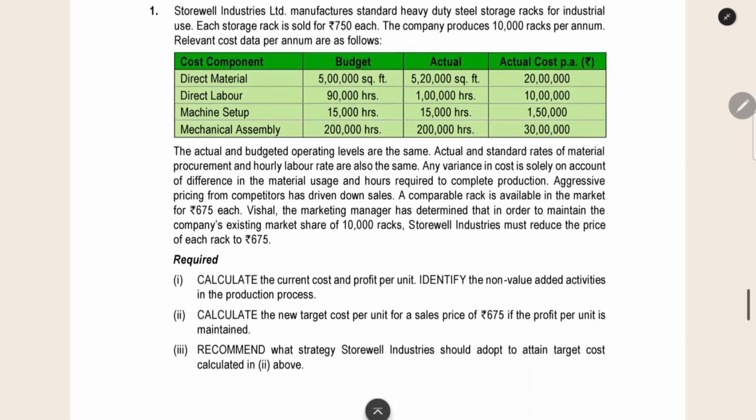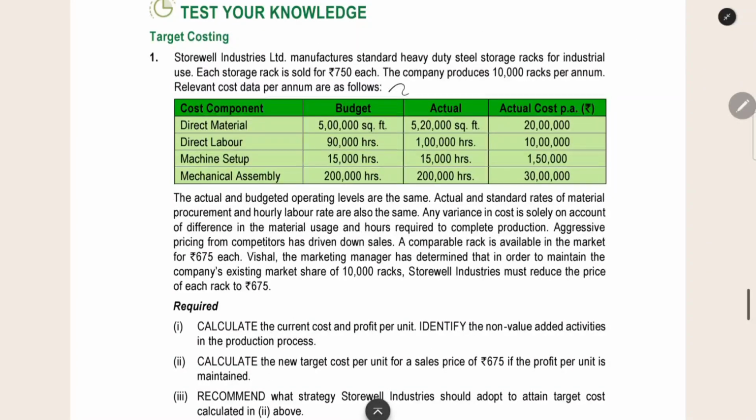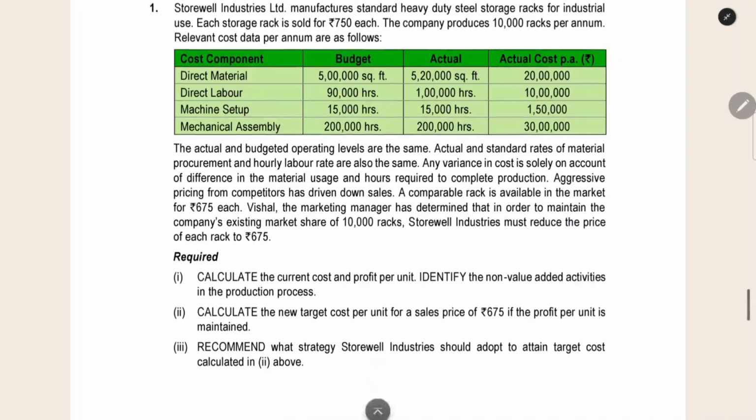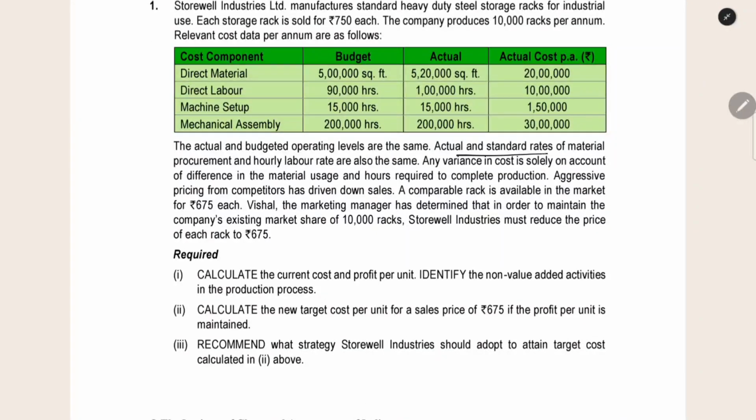Now, the next thing is, actual and budgeted operating levels are the same. They are telling that budget and actual both have the same capacity. There is no change in the capacity. Actual and standard rates of material procurement and hourly labor rate are also the same. By this, what we can see is that the material price is the same in budget and actual, and the labor rate is also the same in budget and actual.